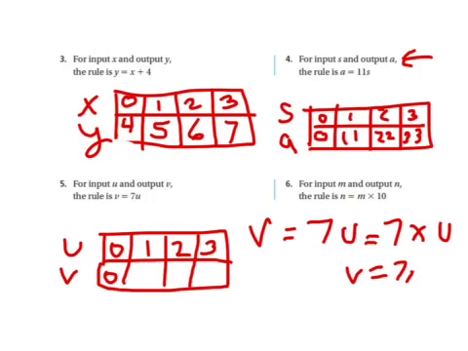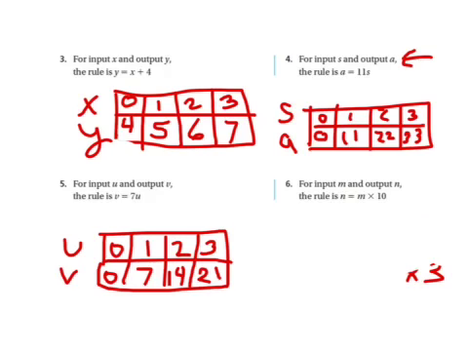And my next input is 1. 7 times 1 is 7. My next input is 2. 7 times 2 is 14. My next input, my last input is 3. 7 times 3 is 21. And that is an input-output table for V equals 7 times U.